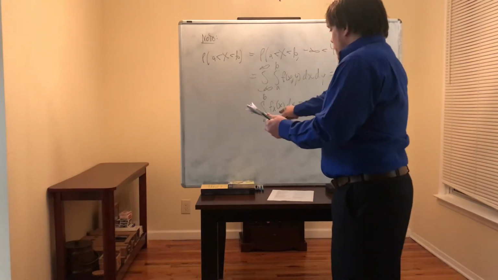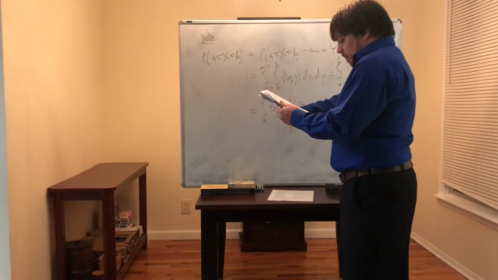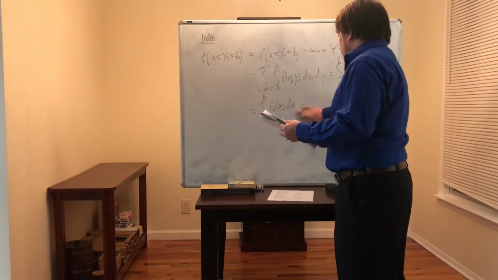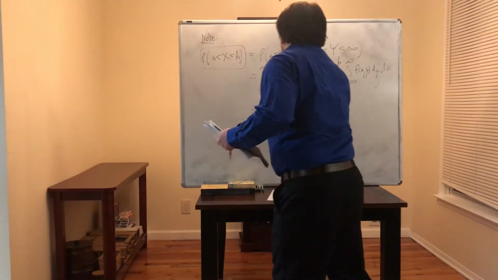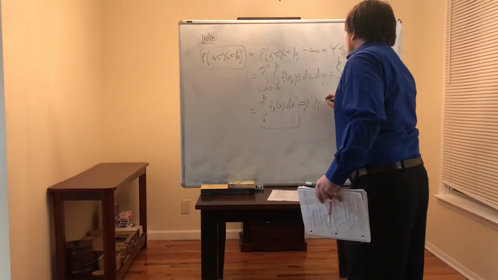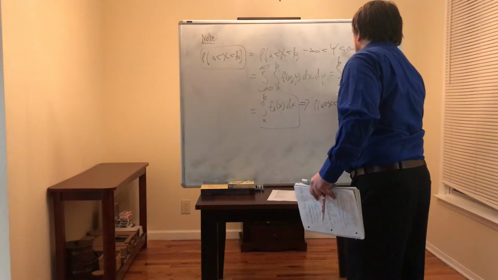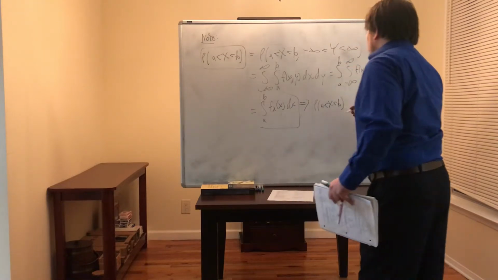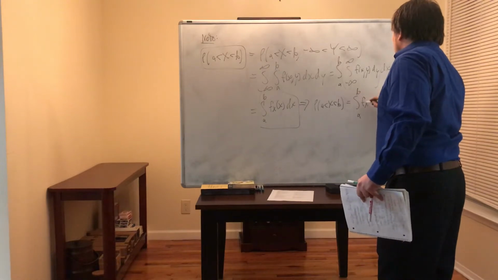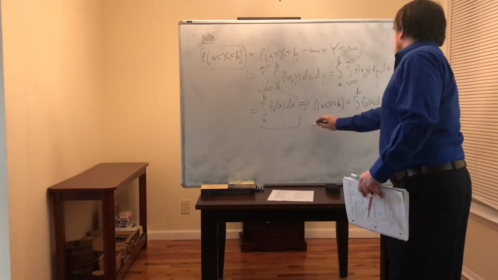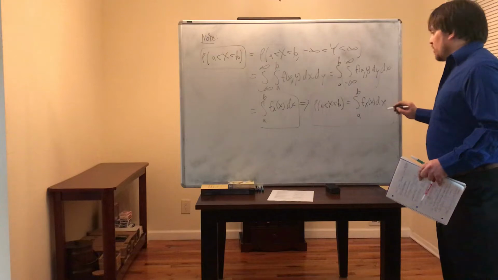So that implies that this thing is equal to that. What we get is that the probability that A is less than X less than B is equal to the integral from A to B of little f sub x of x dx. That's the note there.